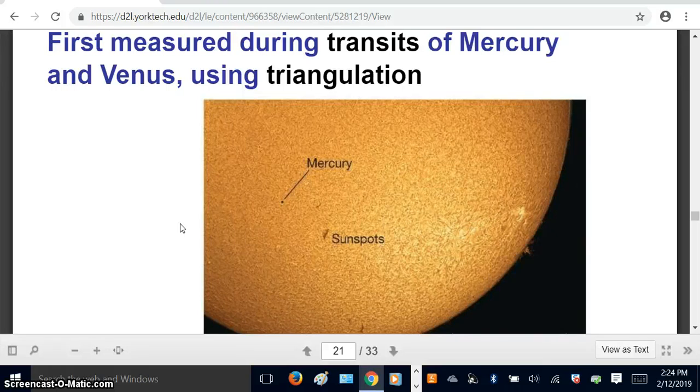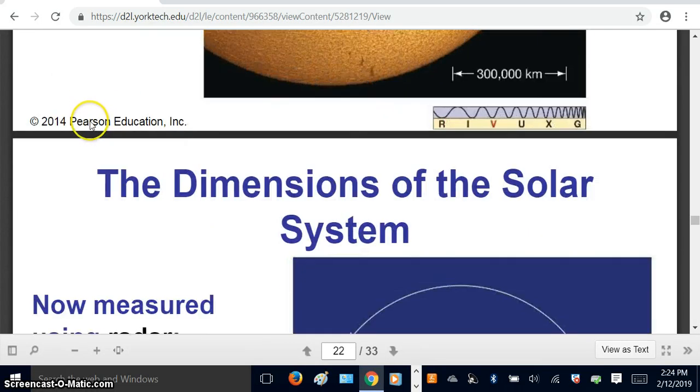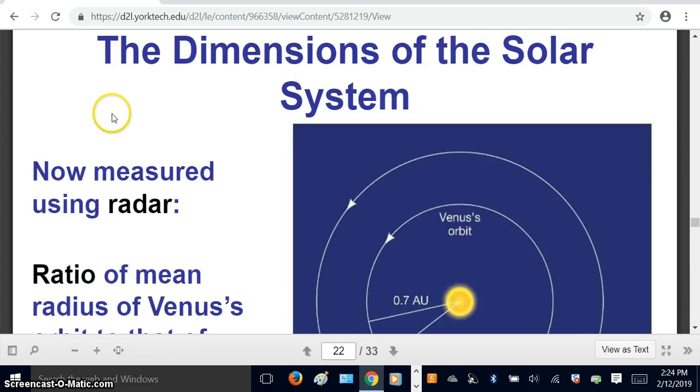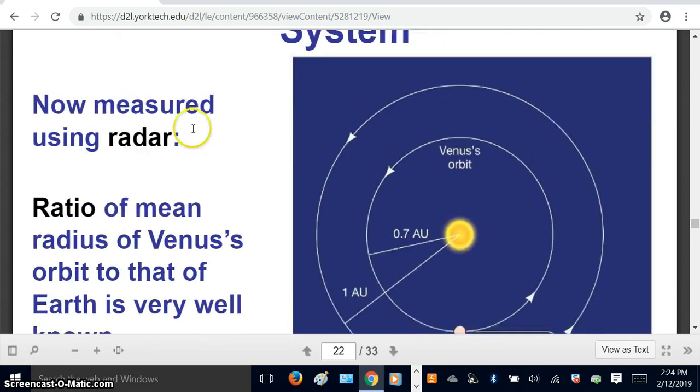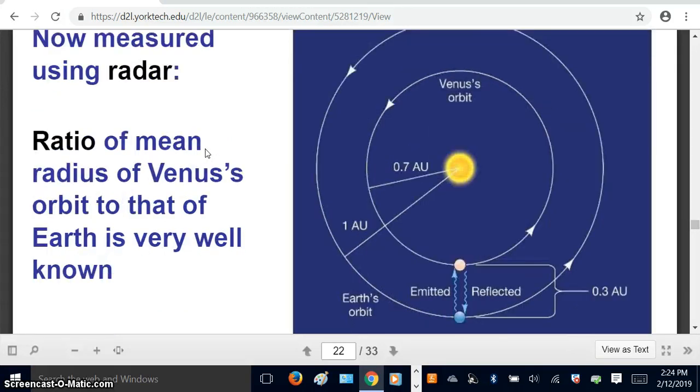That method has actually been used for thousands of years: triangulation. All right, so that was the very first. And since then we've used radar as well. We've bounced radar off of the planet Venus and gotten very accurate measurements.